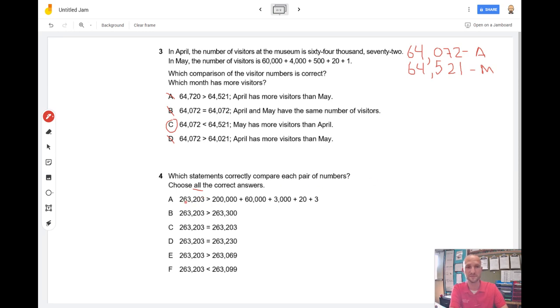Okay, 263,203 is greater than 200,000 plus 60,000 plus 3,000 plus 20 plus 3. So I'll take this expanded form and make my number 263,023. No hundreds. And then let's see. 263,203 is greater than 263,023. Okay, that's true.